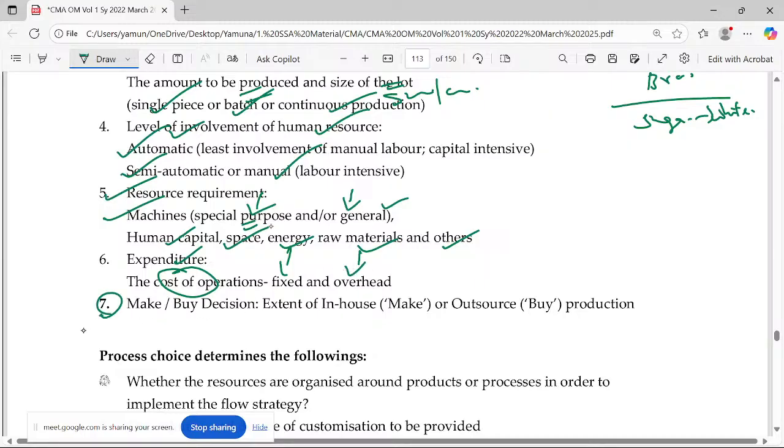And yes, the seventh is a very beautiful point. Make or buy decision. Instead of making here in house, what I do is buy and just label it. All the AC units are being done that way only, right? We buy it and we label it. So the extent of in-house make option or outsource buy option. Actually we'll go for three options. Only two are mentioned. Either it's completely made, or completely bought, or partly made and partly bought, which means 50% make, 50% buy, else 40% make, 60% buy.